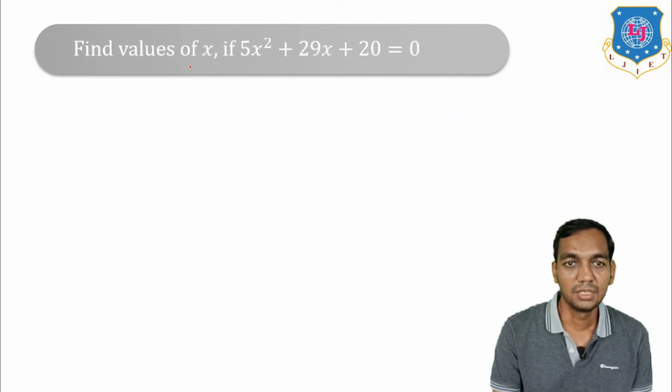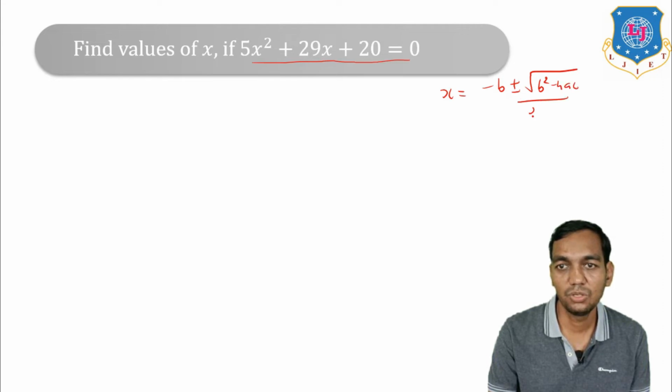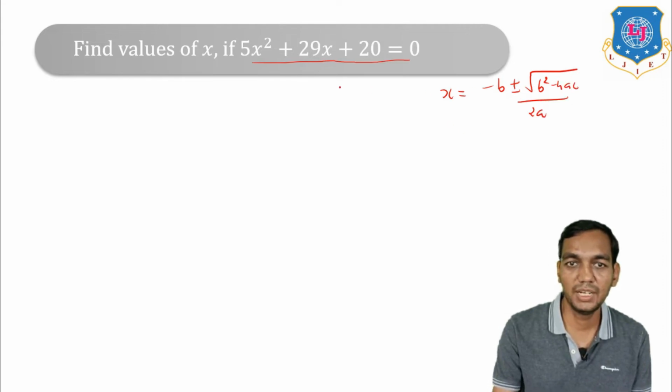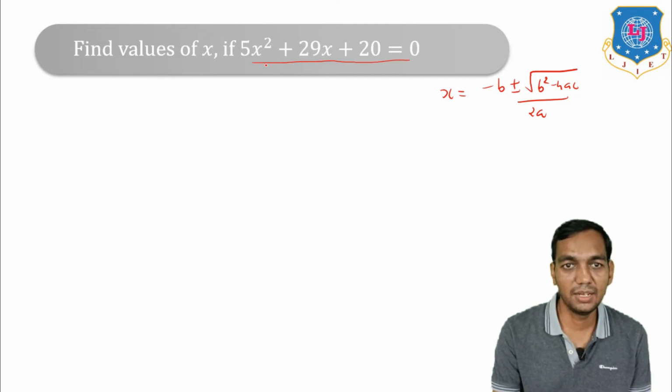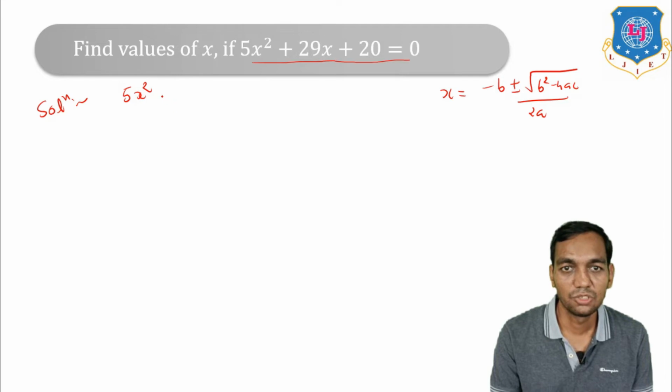In the same manner, now here we have a quadratic equation. So see, the method you have learned already is x equals minus b plus or minus root delta, that is b square minus 4ac, upon 2a. You can use this method to find x directly, or you can use the method of factorization. Here I am going to use factorization. If factorization is not possible, in that case we are going to use this formula. So 5x square plus 29x plus 20 is equal to 0.